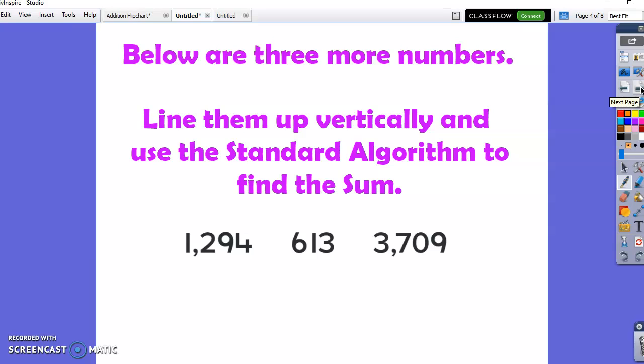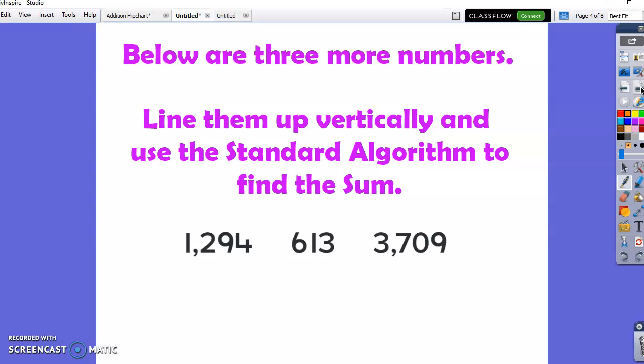Okay, here you have 3 more numbers. You're going to line them up vertically and use the standard algorithm to find the sum. So in your journals, write down 1,294. Then underneath, you're going to write 613. Below that, you're going to write 3,709. Remember, you have to line them up vertically and make sure that your digits are in the correct place value home.